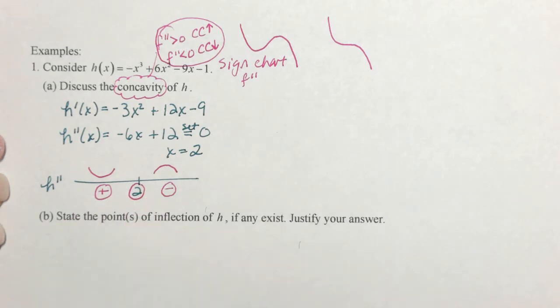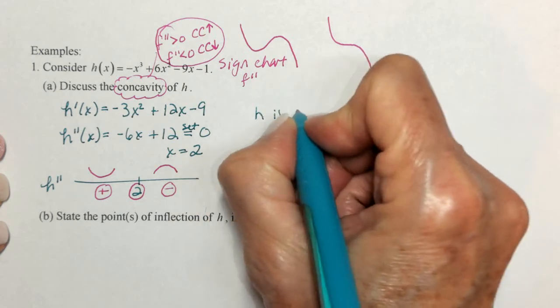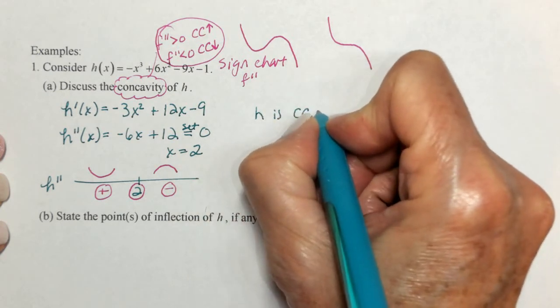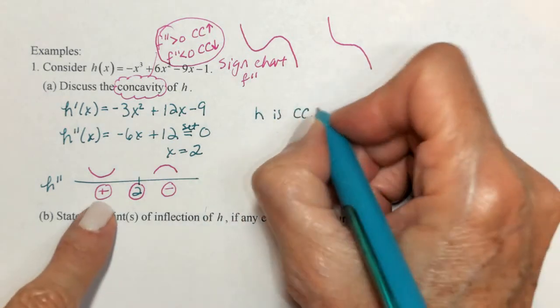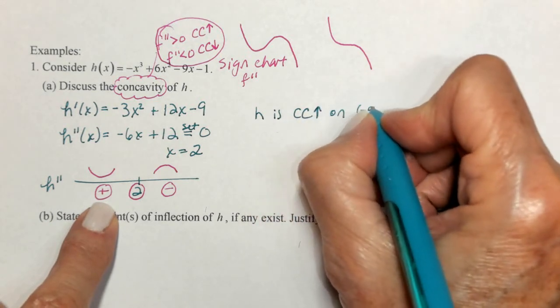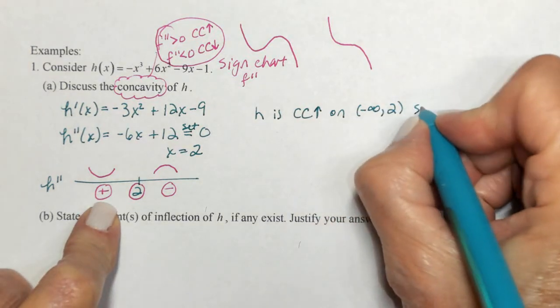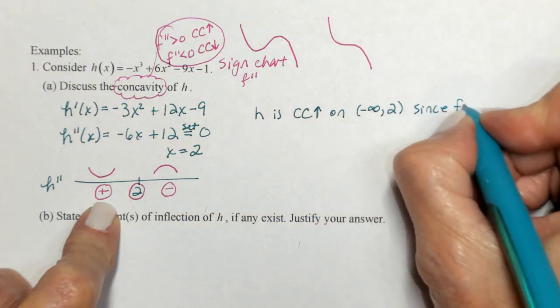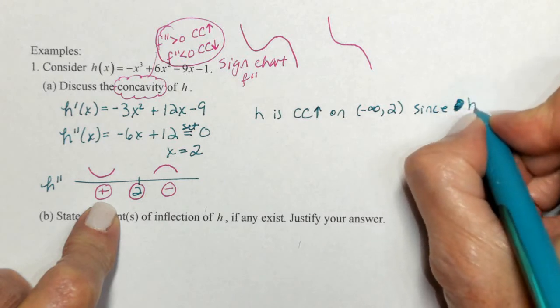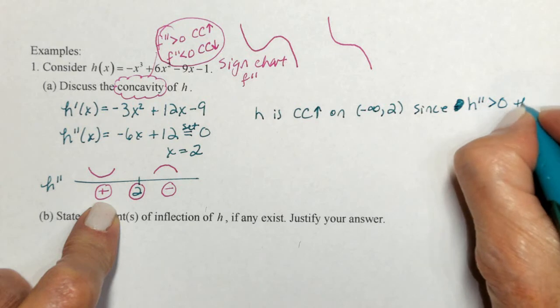But anyway, we're concave down, so I'm going to go off to the side here. So I'll say H is concave up on the interval from negative infinity to 2, since, I almost said f, H double prime is greater than 0 there.